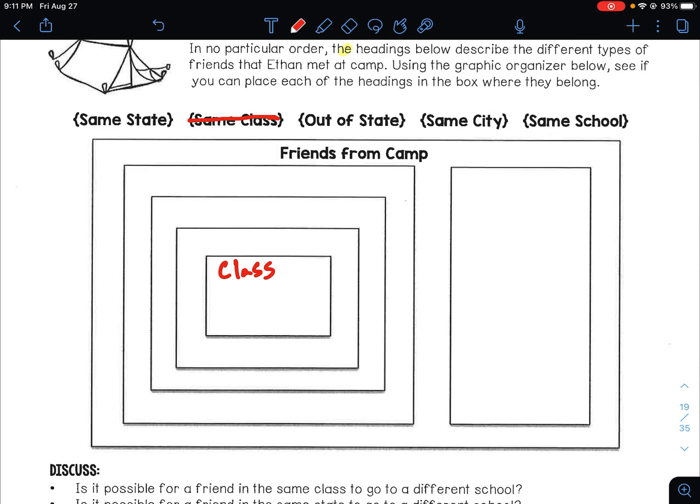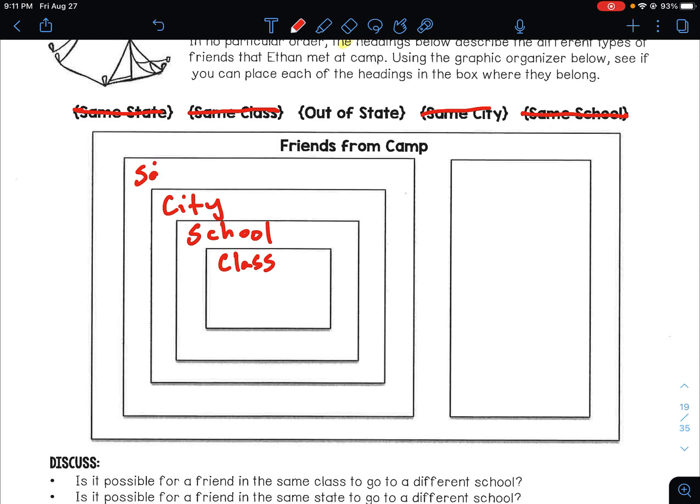Which one is the next biggest category? Same city, same school, same state. Well, it's going to be same school. So class, school, and then after school, it looks like we have city. And what's bigger than a city is state and out of state. It looks like this category would be same state, because if it's out of state, then it wouldn't be the same city or same school or same class. So same state, and in this other box we have out of state.